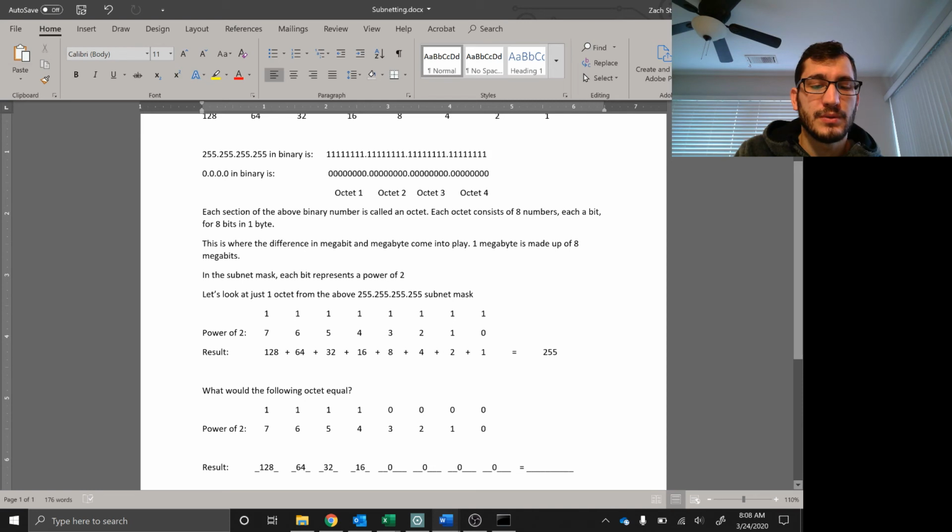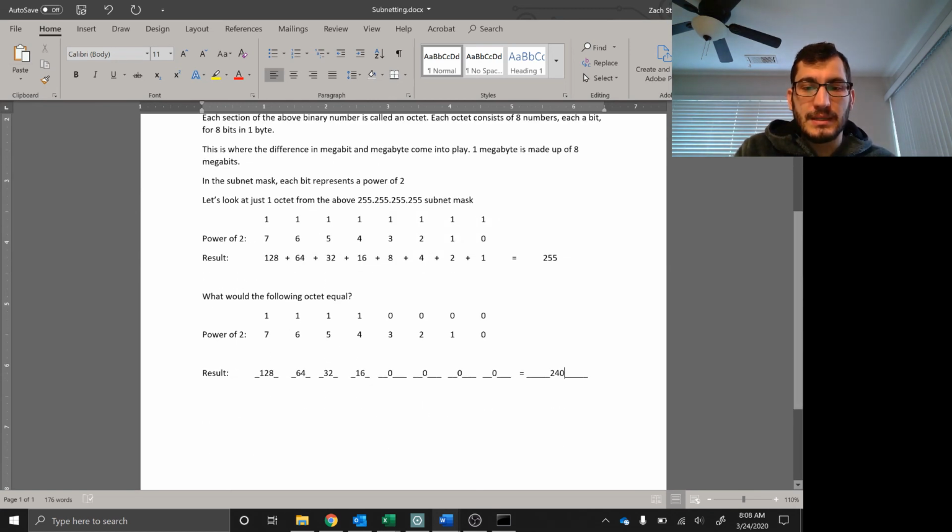Well, what we do is we take 128 plus 64 plus 32 plus 16. 128 plus 64, that's 192. Let me double check that. 128 plus 64 plus 32 plus 16 is 240. So this octet would equal 240. The result would look something like this: 255.255.255.240.